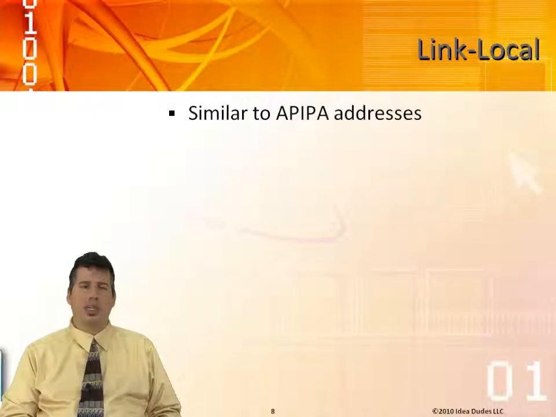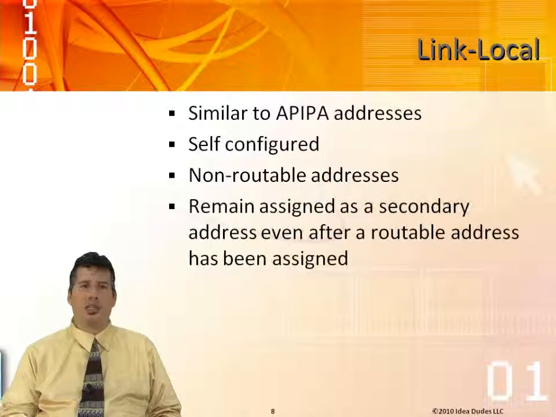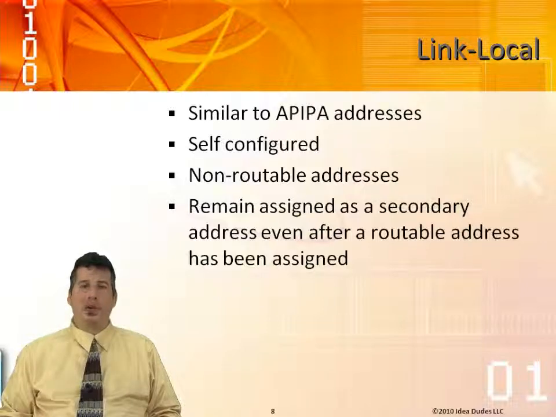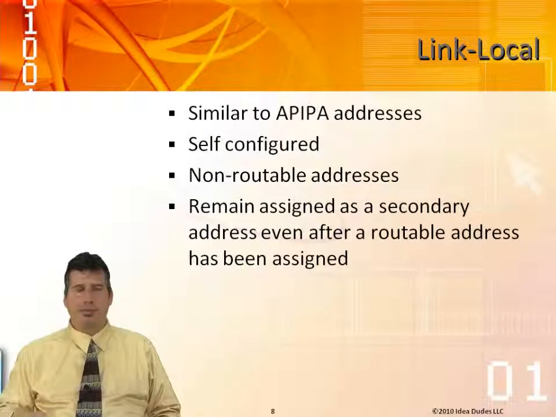So link local is similar to APIPA addresses. They're self-configured, non-routable addresses, and they remain assigned as a secondary address even after routable addresses have been assigned. This way, we'll never lose communications on a local subnet.